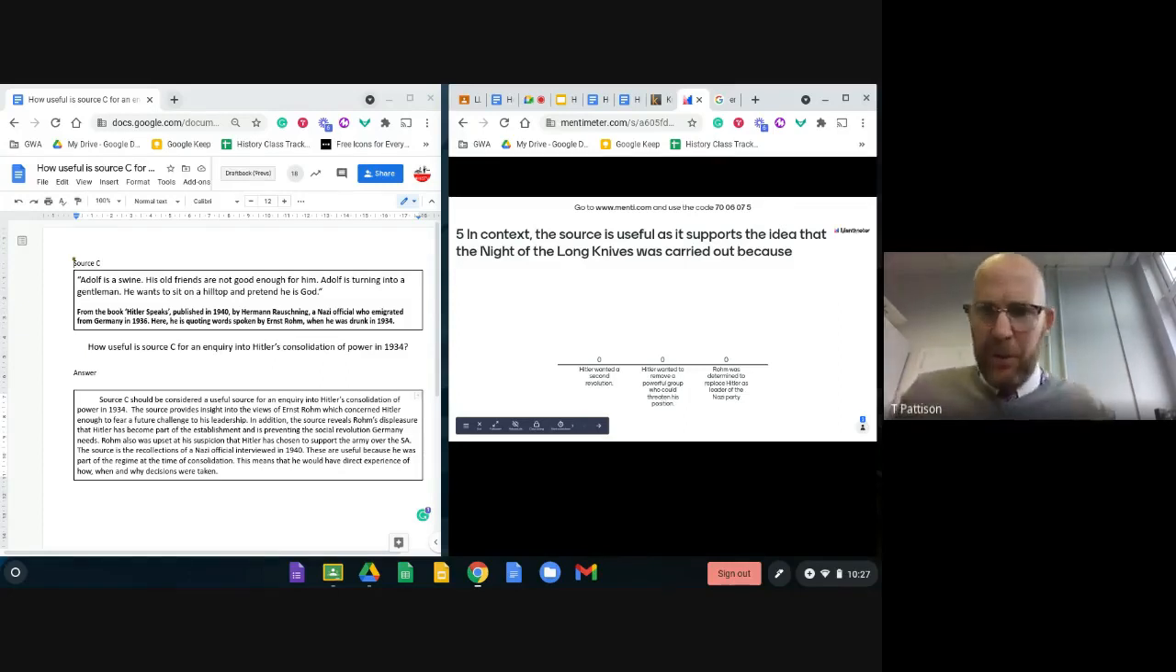You've got three options. Does the source support the idea that the Night of the Long Knives was carried out because Hitler wanted a second revolution? Does it support the idea it was carried out because Hitler wanted to remove a powerful group who could threaten his position? Or does the source support the idea that the Night of the Long Knives was carried out because Röhm was determined to replace Hitler as leader of the Nazi Party? Which of those do you find most convincing as the biggest reason why this source is useful? Have a think and make your choice.